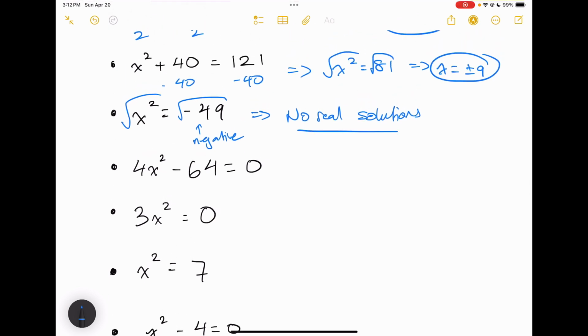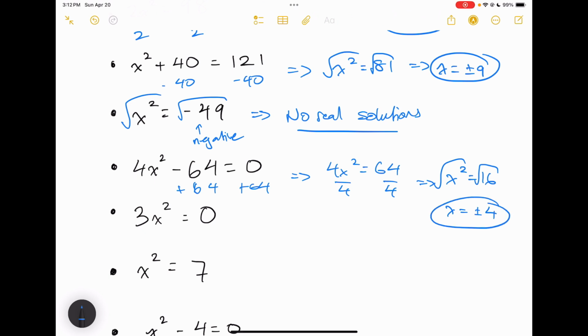Next up is 4x squared minus 64 equals 0. We got to do a little bit of order of operations right here. So it's going to be plus 64 on both sides in order to move it. I'm going to have that 4x squared equals 64. Next, I'll divide both sides by 4. These are all simple ways of solving an equation, so x squared will be 16. Then we square root on both sides. X will equal, the square root of 16 is 4, so plus or minus 4.